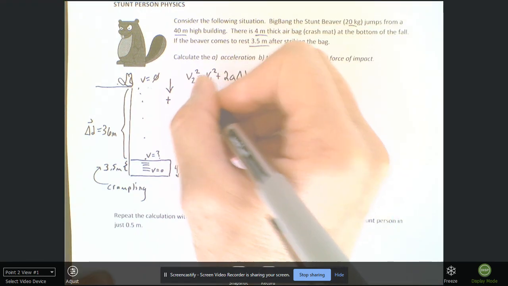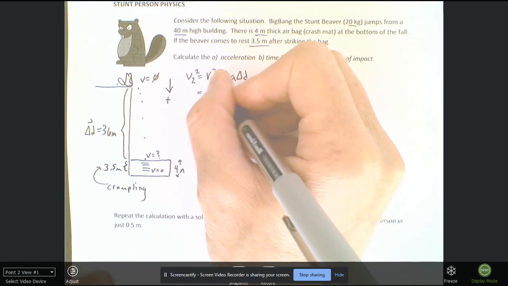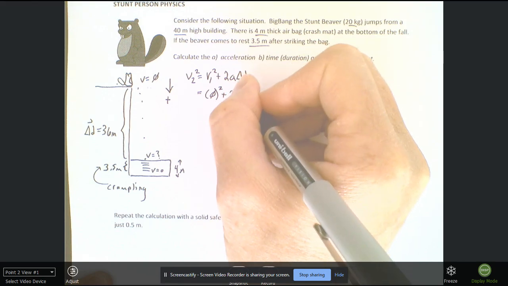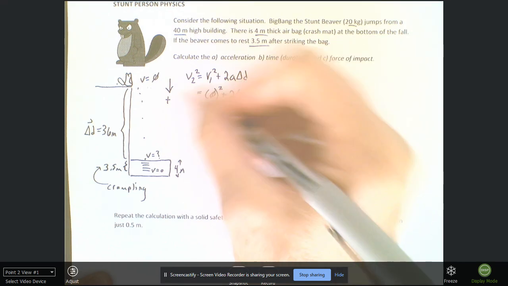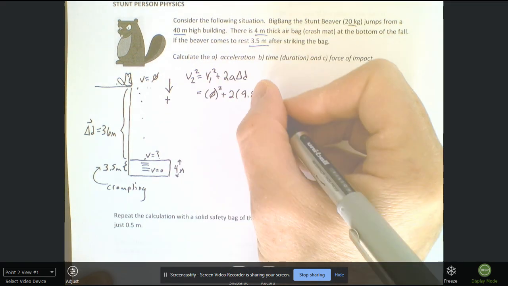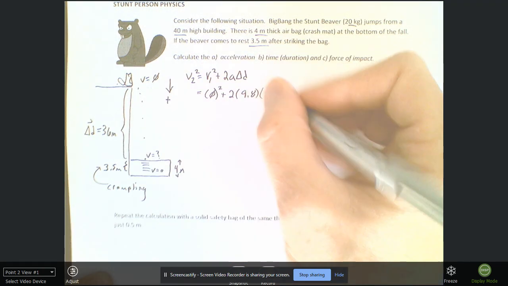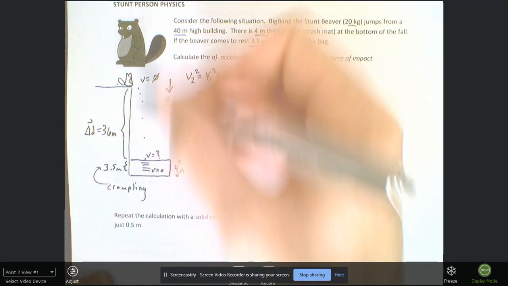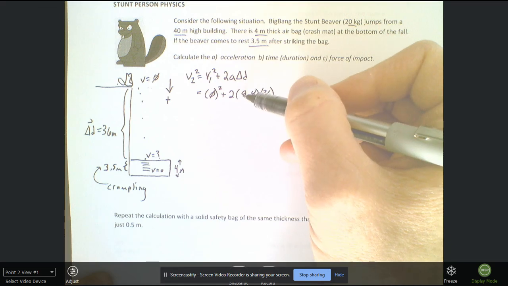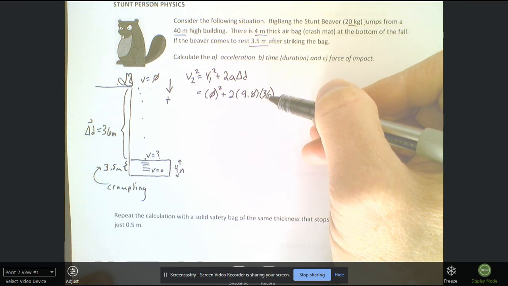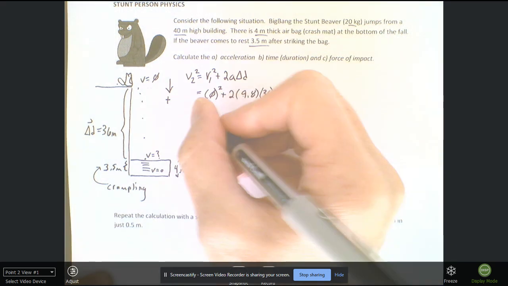So he starts from rest, so there's no vertical speed. The acceleration is positive because he's accelerating downward with 9.8 meters per second squared, and his displacement is also positive. If you made up positive, the acceleration would have been negative, as would the displacement, and you'll get the same answer.